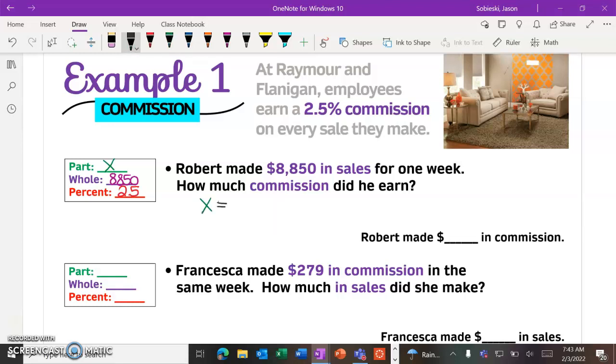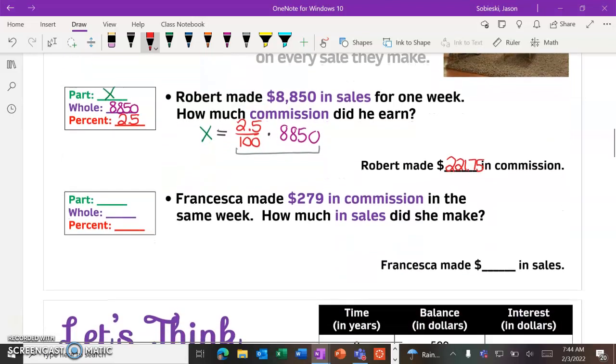We can go and set up our equation. So x is equal to 2.5 over 100. Don't forget your denominator, times the original amount, which was $8,850. If you punch this in, x is by itself, so you can go right to your calculator. If you punch all of that in, you should be getting a number of $221.75, I believe. So if he sold $8,850 worth of items, that's the extra money that Robert would earn just for doing that task.